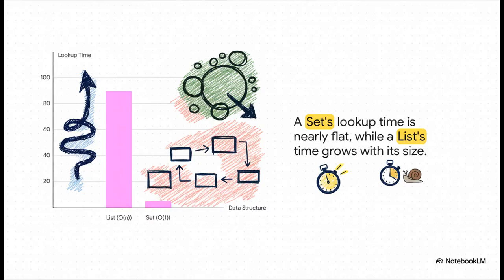And wow, just look at this. This chart says it all, doesn't it? The lookup time for a list just keeps growing and growing. The more items you have, the longer it takes. That's that huge bar on the left. But for a set, look at that tiny little bar. It's nearly flat. It's almost instant whether you have 100 items or 100,000. The difference isn't just big, it's absolutely dramatic.